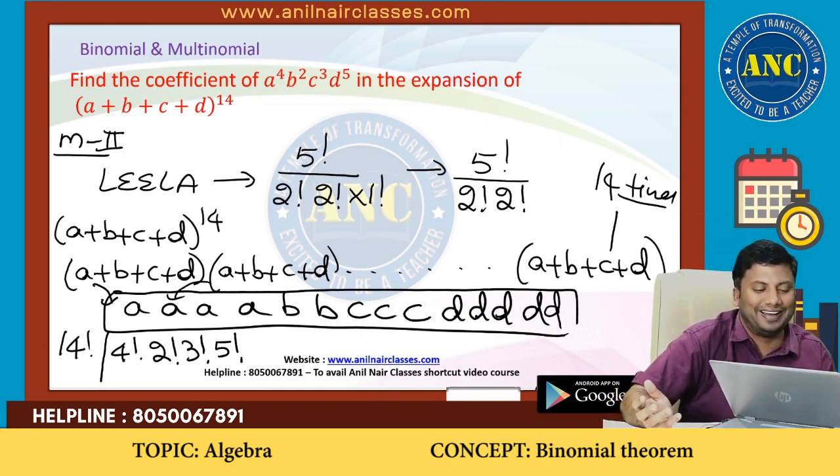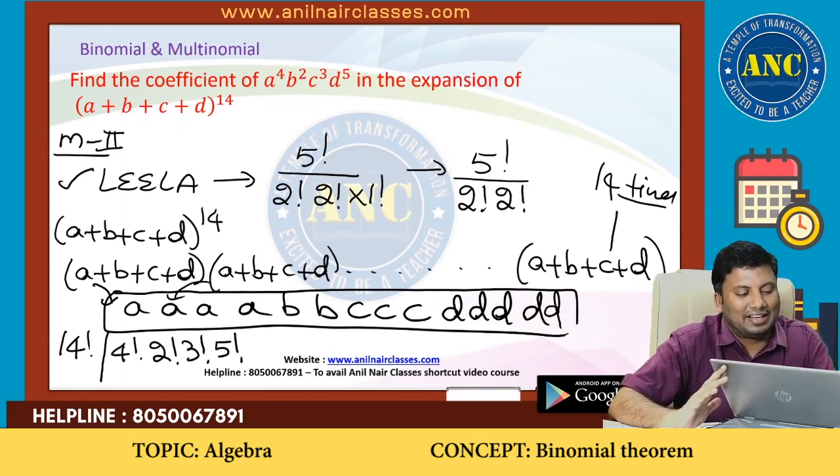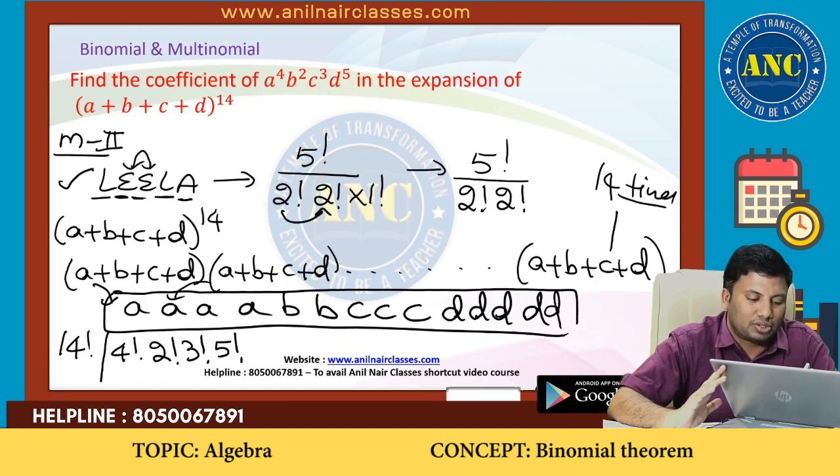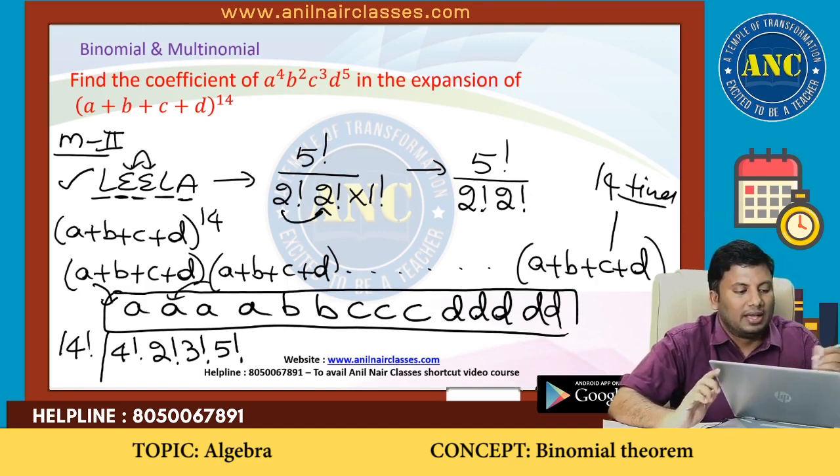Idea is clear, right? Leela, it is nothing but 5 letters. 5 factorial by E is repeated twice, 2 factorial, and L is repeated twice, so 2 factorial.